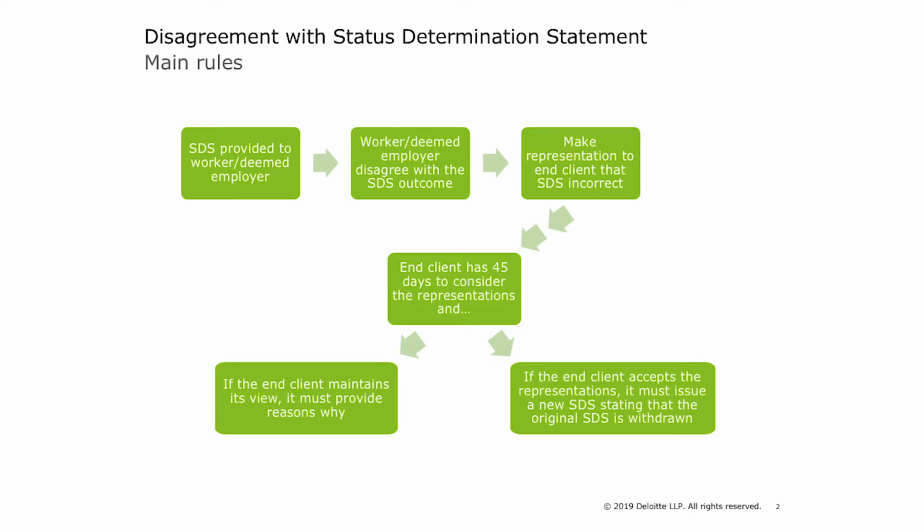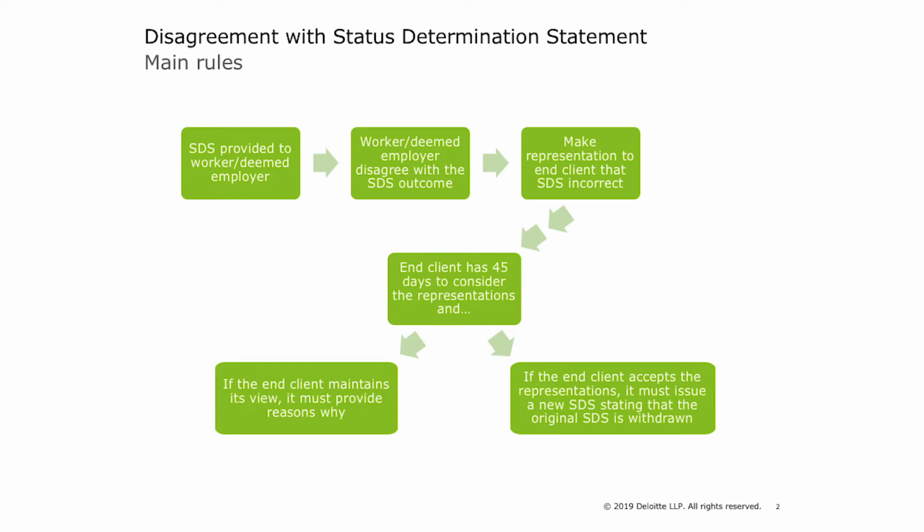If it maintains its assessment was correct, it must provide reasoning why, or B. If it accepts the representations, it must issue a new SDS stating the new outcome and that the original SDS is withdrawn. There is no further right of appeal following the end client's decision on representations made. If the end client does not respond to representations within 45 days, then the draft legislation provides that the end client will then become liable for pay as you earn and NIC, where IR35 applies, if they were not already.